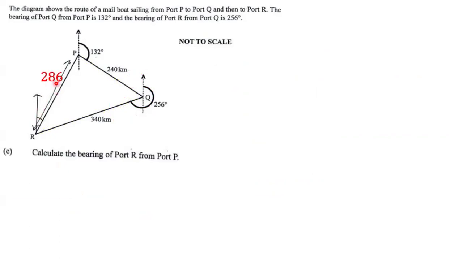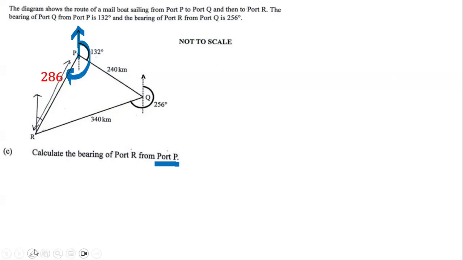Next, we already know that this is 286. Next, we have to calculate the bearing of port R from port P. If we have to say from port P, that means we have to start at port P, and then we have to draw our north. The good thing is it's already drawn for us. The north is basically a line drawn straight up from the point. Now we want the bearing of port R from port P. So we're going to start at P and go all the way here. So this is what they want.